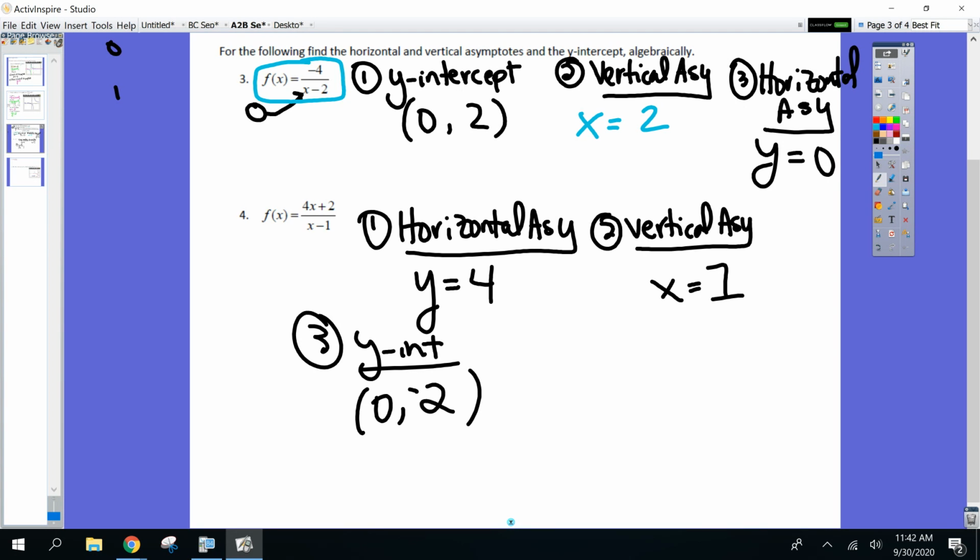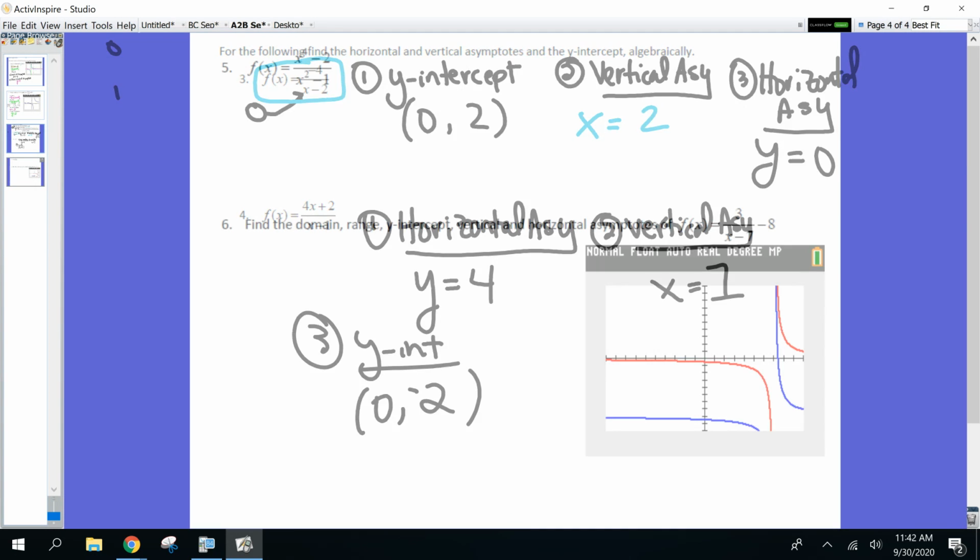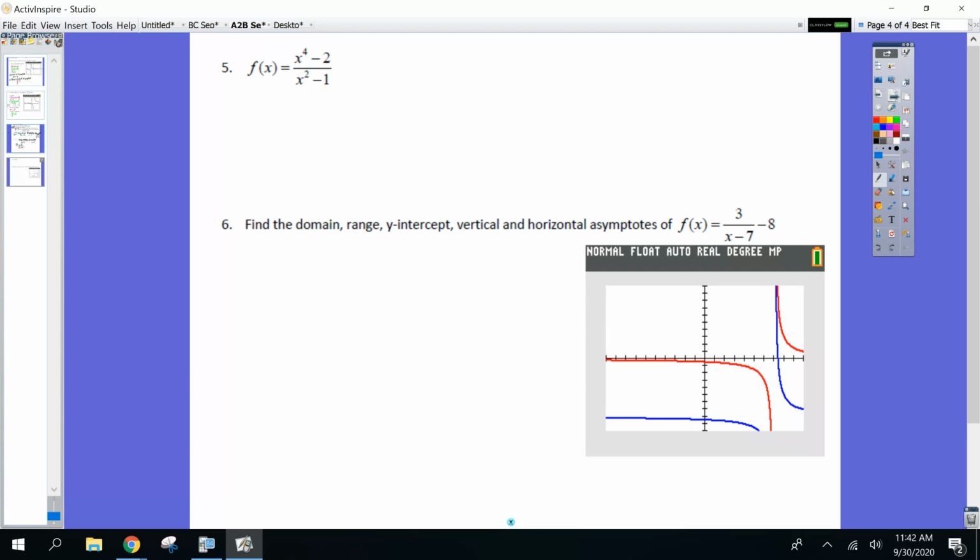Okay, let's go. One more before we get to the big dog. Let's go horizontal asymptote first. Ready? Which has the bigger exponent, numerator or denominator?